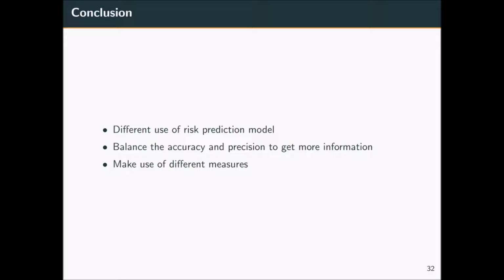Finally comes the conclusion of this video. As we use risk prediction models for different reasons, sometimes we want the model to have high positive power. Sometimes we need both high positive and negative power. We should balance the accuracy and precision to get the most powerful model we want. Besides, we should make use of different measures to get the result. Here is the end of this video.